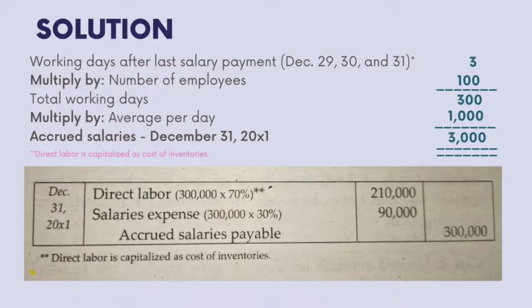For the journal entry, we debit direct labor 300,000 times 70%, 210,000. Debit salaries expense 300,000 times 30%, 90,000, and credit accrued salaries payable for 300,000.